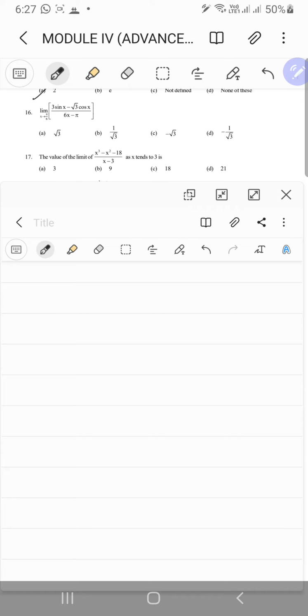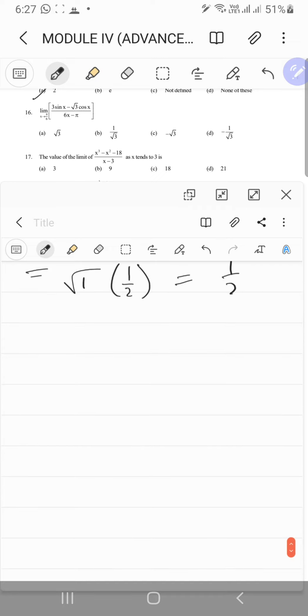x approaches pi by 6, 3 sine x minus. Alright. So how are we going to do this? Okay, this is x minus pi by 6, right? I think we can do this. So this thing can be written as, let's take square root 3 common. So it will be square root 3 sine x minus cosine x. And let's do this thing.